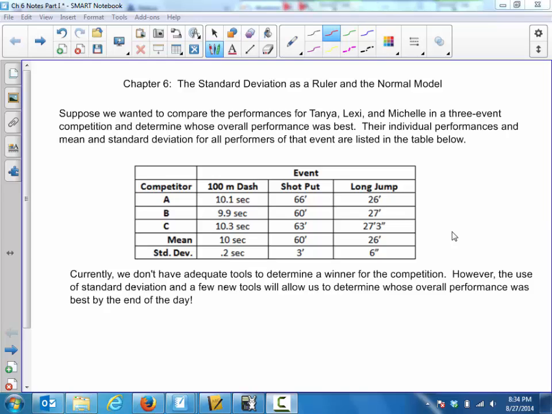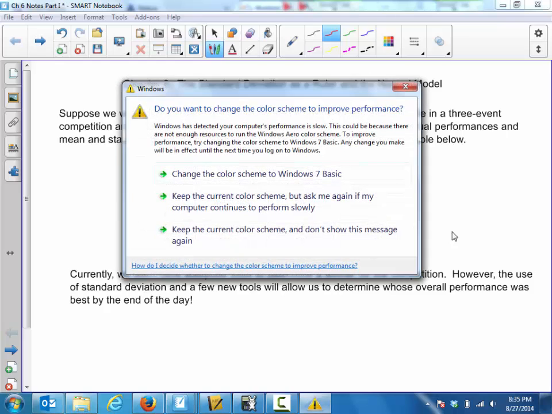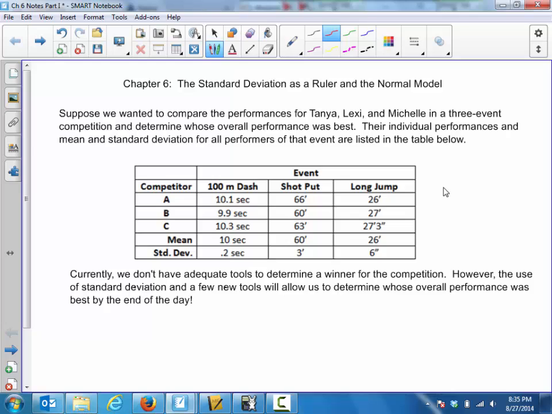We've got 3 competitors in a 3-event competition, so it's like some sort of funky triathlon. We wanted to determine whose overall performance was best. So each of competitors A, B, and C did the 100-meter dash, the shot put, and the long jump. We've got their times or their distances, and we've got the mean as well and the standard deviation for all competitors of the 100-meter dash, all competitors of the shot put, and all competitors of the long jump.